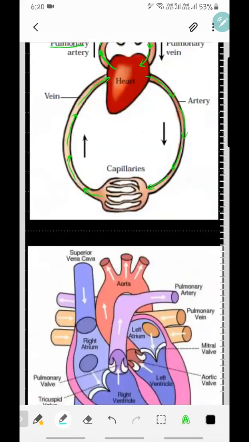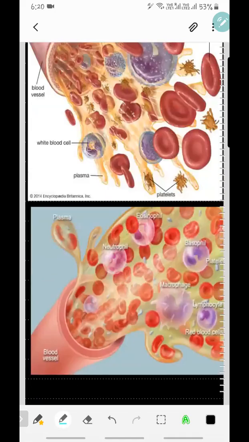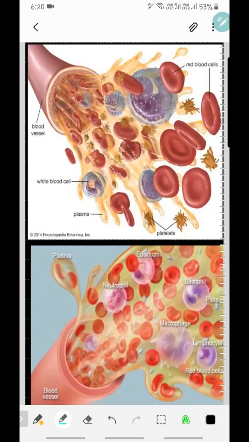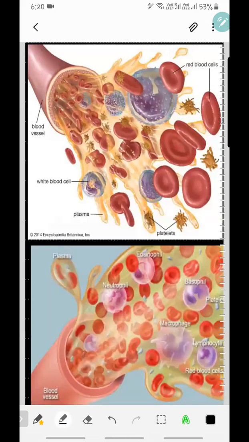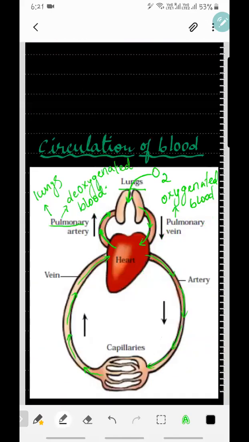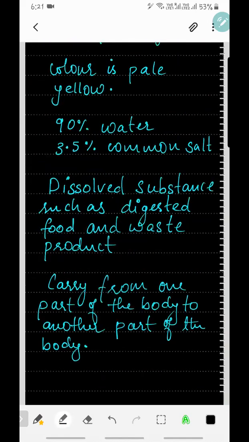So if you want to see the plasma, come to the top and you can see in these two pictures. Try to find out what is plasma as per the definition which I have written. You can see plasma somewhere near here. Plasma is a pale yellow color, sticky liquid. In this it is completely there. I hope you got it. So this is about the plasma.